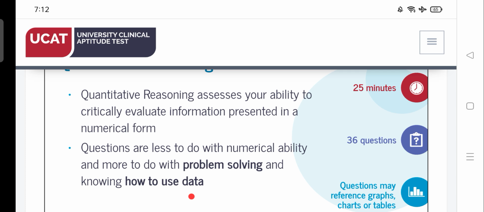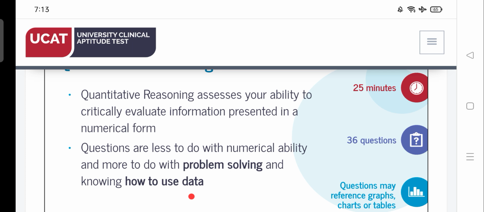Okay, in that portion, the quantitative reasoning questions assess your ability to evaluate the information that will be given to you, and this information will be in a numerical form. But this reasoning will not have anything to do with your numerical ability, but it will assess how you're going to solve a problem, and how you're going to use the data that is presented to you to conclude your answer. That will be assessed in this section.